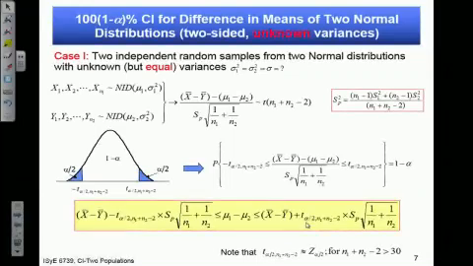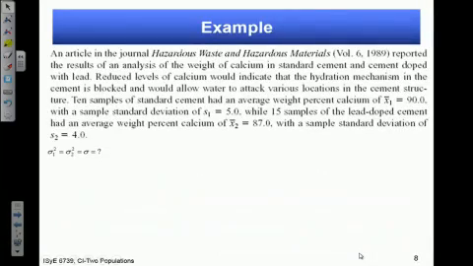And we said basically we can use this t distribution to get lower and upper confidence intervals. When n1 plus n2 minus 2 is greater than 30, then your t distribution can be well approximated by the z distribution.